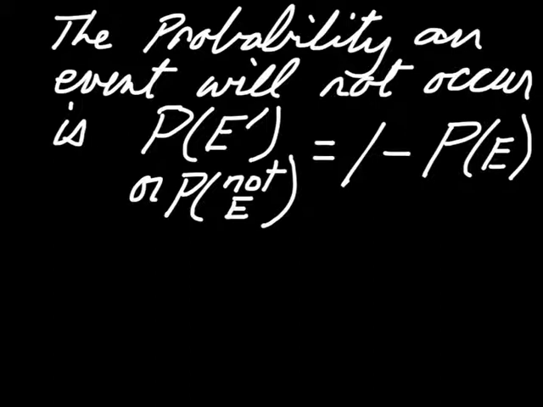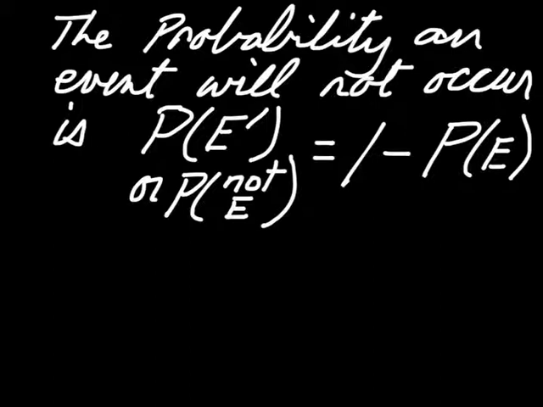So when we're dealing with a not probability, or the probability of a complement, we need a formula or a definition. That's what I have written here. The probability that an event will not occur is the probability of the complement of the event, or if you wish, the probability of not the event. Either one of those is correct. And that is going to equal 1 minus the probability of the event.